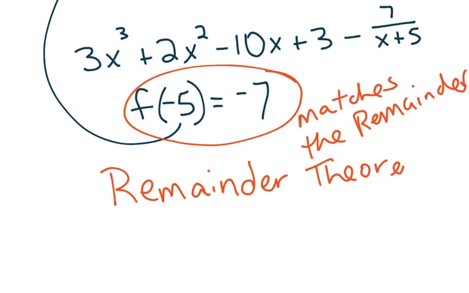And all you need to know is if you are asked to prove whether something is a factor with the remainder theorem, you are going to do f of whatever that divisor is. And if you get 0, then it's a factor. If you do not get 0, then it is not. So that's something to keep in mind. This should be enough to do your homework. Let me know if you have questions.